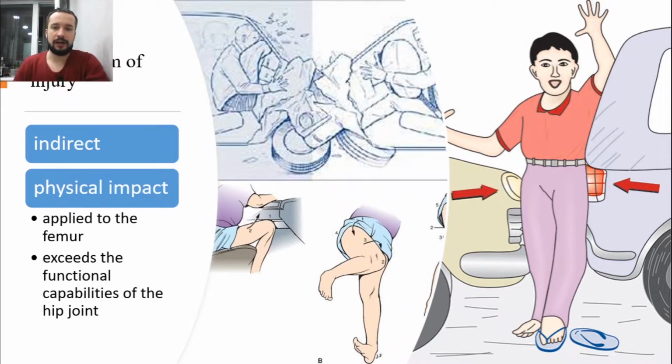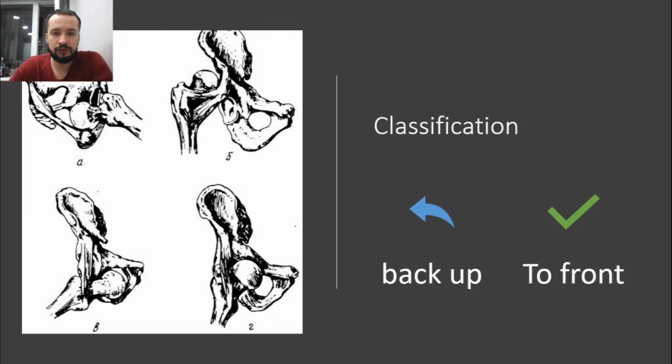Now we will talk about the mechanism of trauma. When we talk about hip dislocation, it is a result of an indirect mechanism when the physical impact applied to the femur exceeds the functional capabilities of the hip joint. There you can see some types of this trauma that can lead to hip dislocations. What you need to know more.